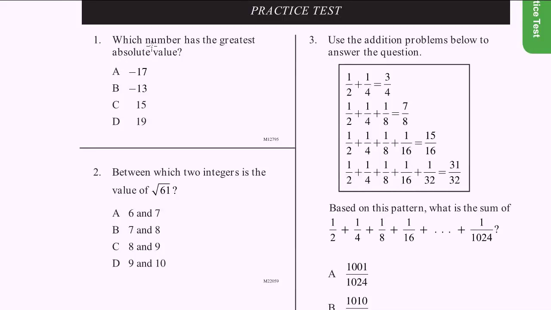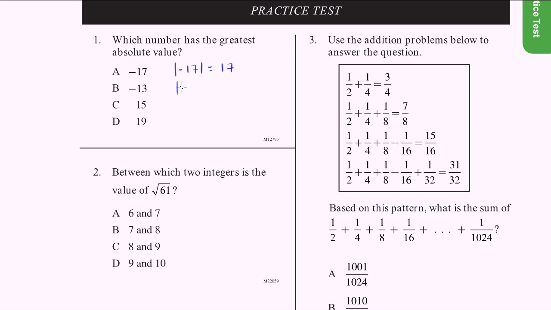Problem number 1. Which number has the greatest absolute value? Absolute value is just the distance that the number is from 0, or how large the number is, regardless of its sign or its direction. So if you visualize it on a number line, the absolute value of minus 17 is 17 to the left of 0. So its absolute value is just 17.